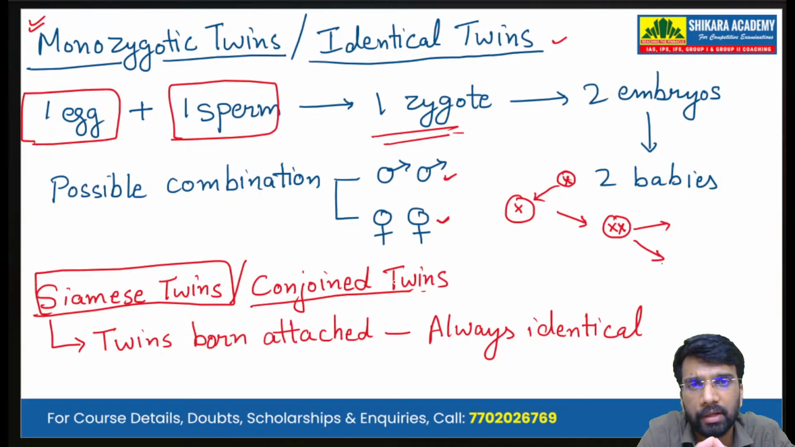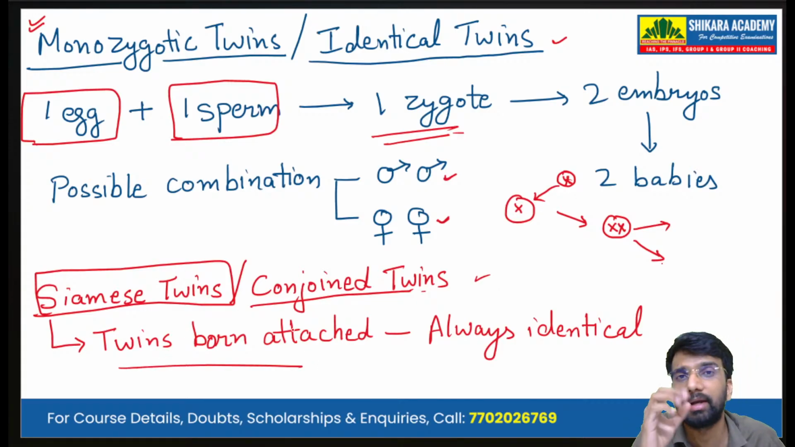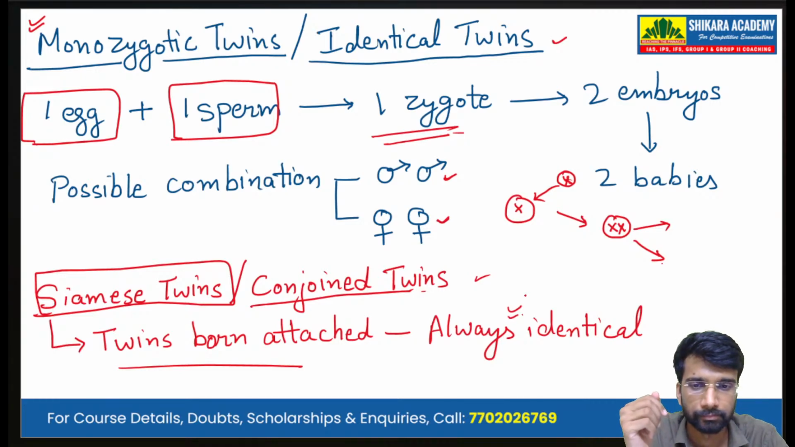But ultimately, a part of the embryo remains attached. So ultimately the fetuses remain attached and the babies that come out are attached. And please note that they will always be identical. So conjoined twins are the twins that are born attached and they are always identical.